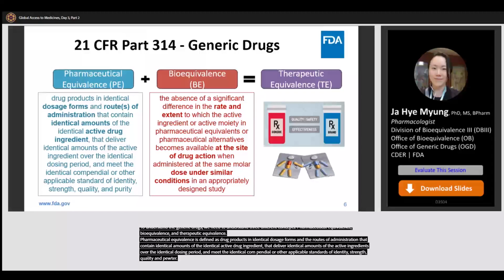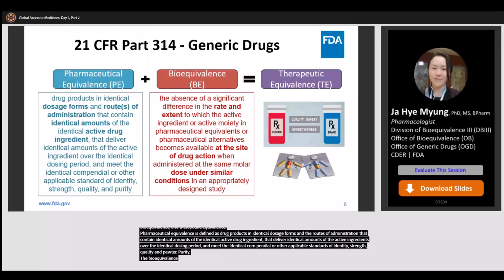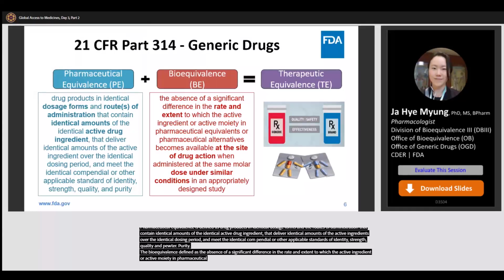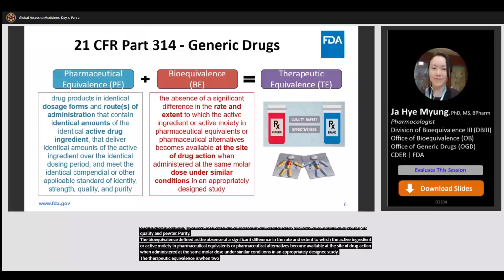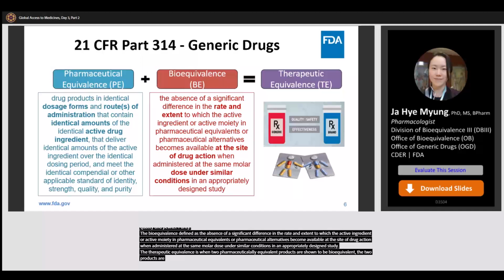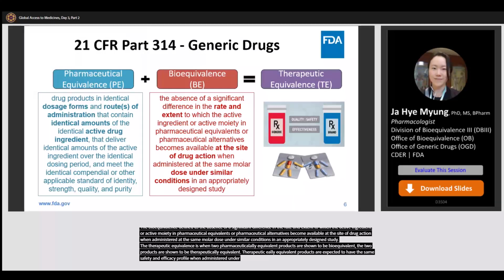Bioequivalence is defined as the absence of a significant difference in the rate and extent to which the active ingredients or active moiety in pharmaceutical equivalents or pharmaceutical alternatives become available at the site of drug action when administered at the same molar dose under similar conditions in an appropriately designed study. Therapeutic equivalence is when 2 pharmaceutically equivalent products are shown to be bioequivalent. The two products are judged to be therapeutically equivalent. Therapeutically equivalent products are expected to have the same safety and efficacy profile when administered under the conditions listed in the drug product labeling.